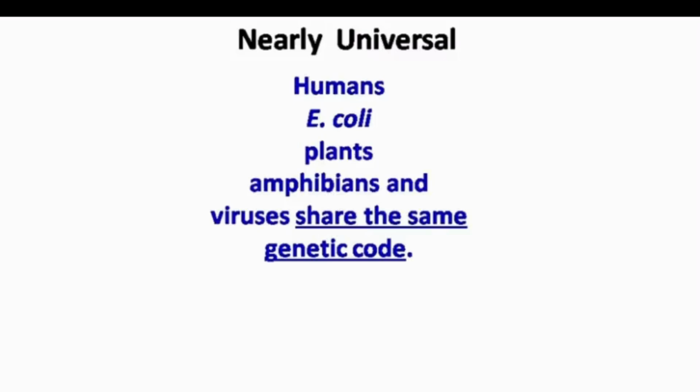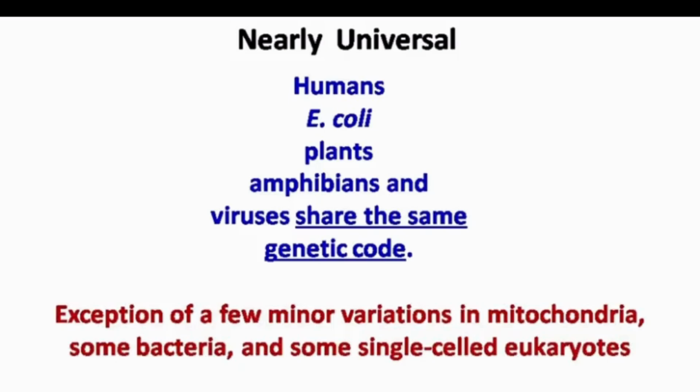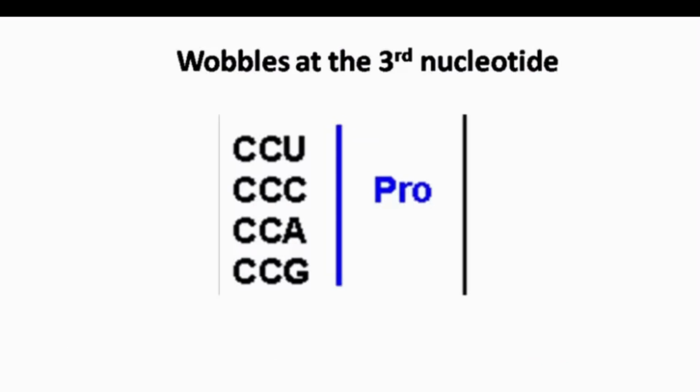The genetic code is nearly universal, which means it is the same in humans, bacteria, plants, and amphibians. However, there are some exceptions in mitochondrial genome, single-cell eukaryotes, and some bacteria. The first two bases of the codon are the same, while at the third position, the base may wobble.